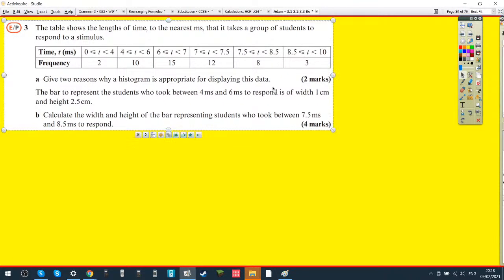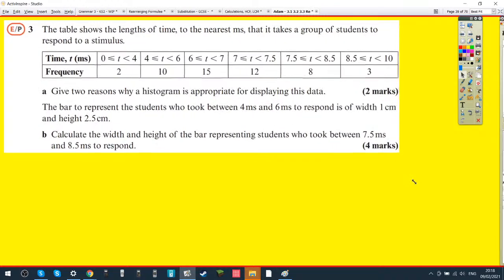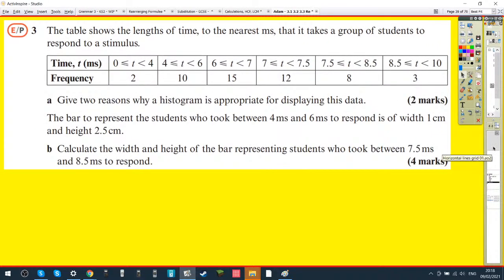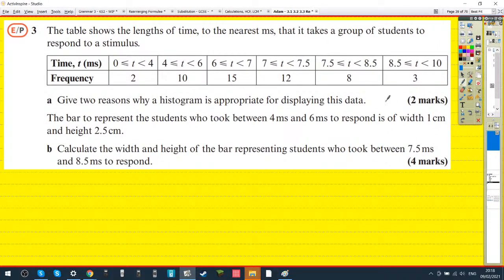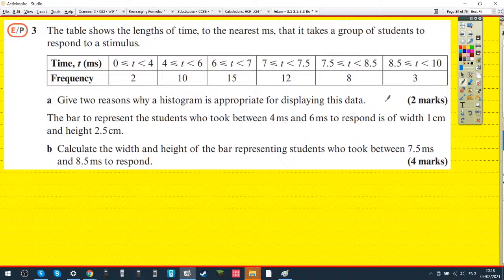Question A. Okay. One reason for it is because it has grouped data. Do you remember the second one? And it's continuous. That's it. Okay, second one.